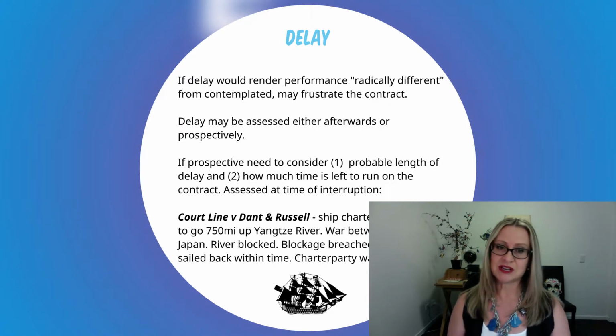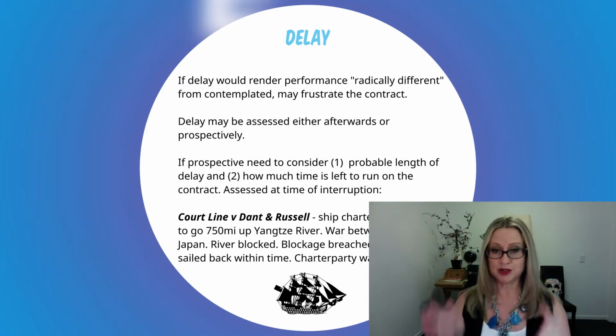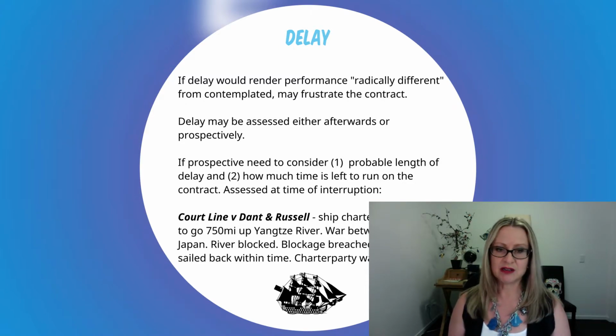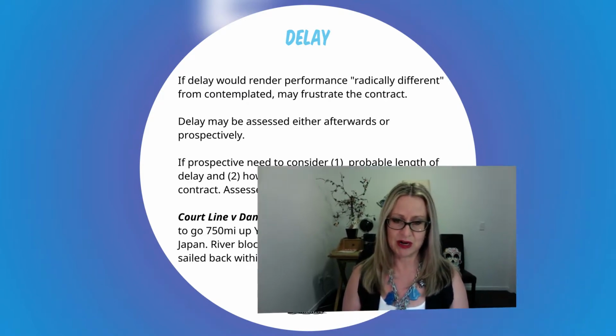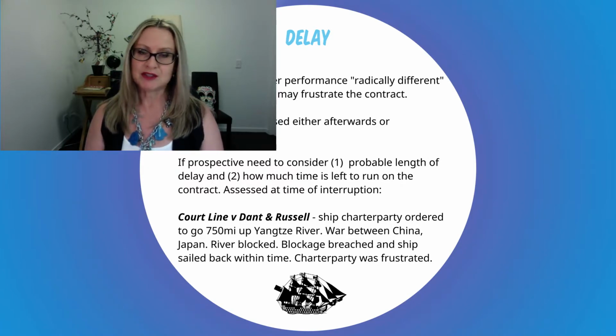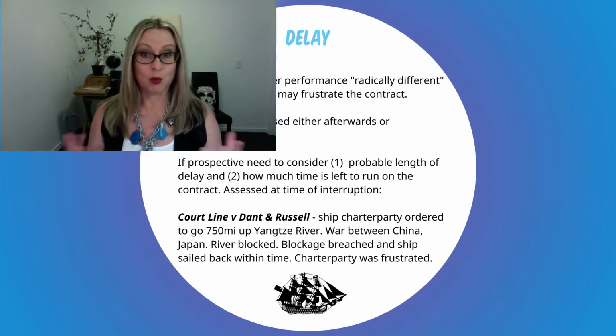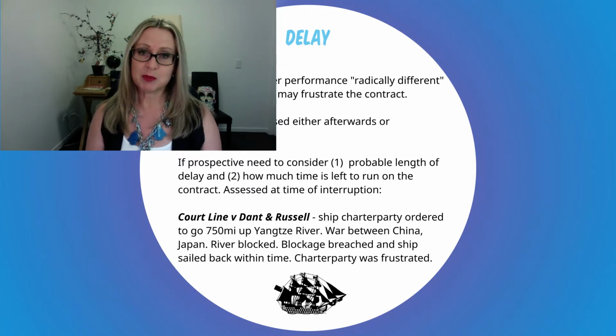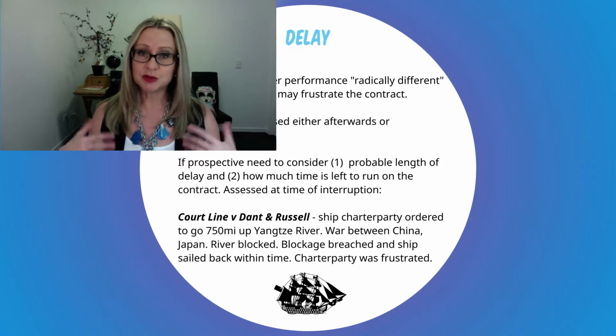And so, as we say here, you're going to be looking at things either prospectively or in hindsight. If you're looking prospectively, then you're going to have to consider things like the probable length of the delay that has been anticipated and how much time you've got left to run on the contract. So here we have the case of Courtline and Dant and Russell, another charter party case, another wartime case. We had a charter party where a ship was meant to go 750 miles up the Yangtze River and return. It made the trip up, and then war between China and Japan broke out, and the river was blocked.